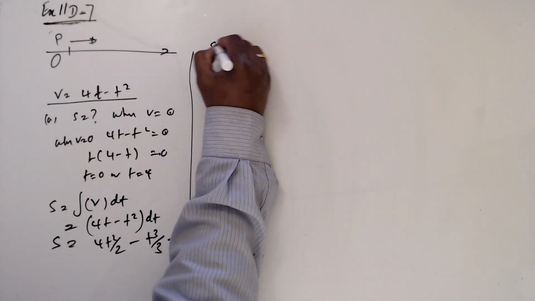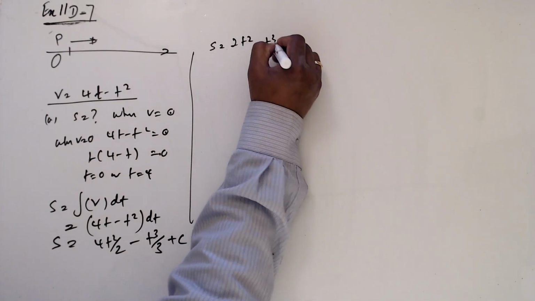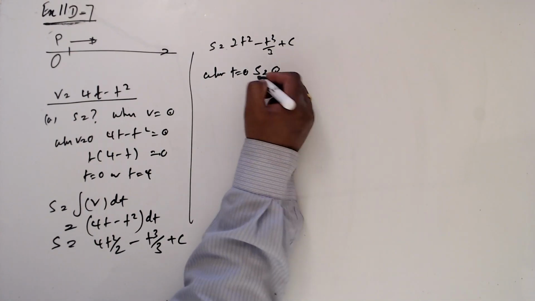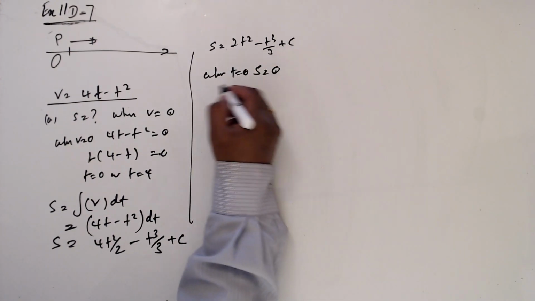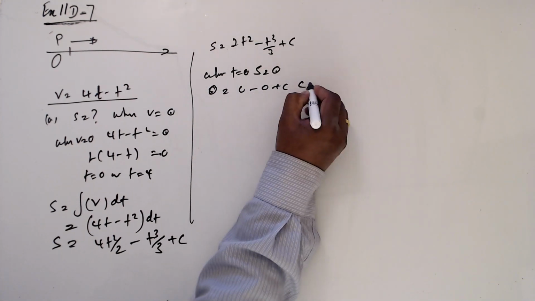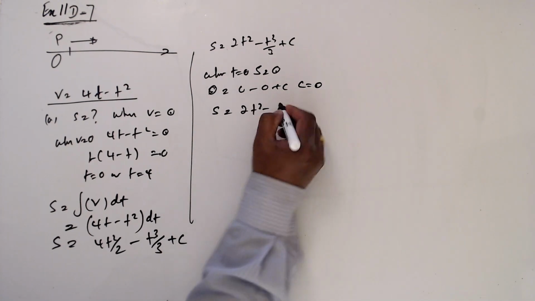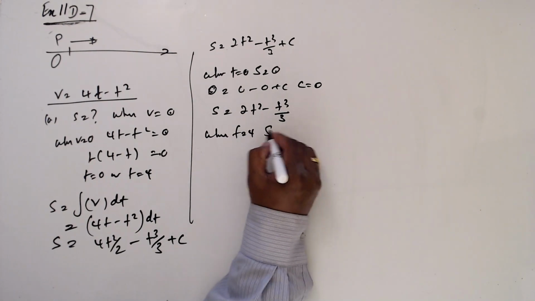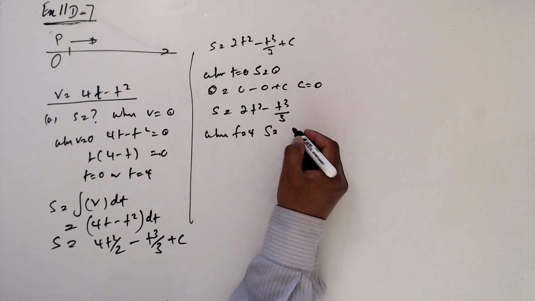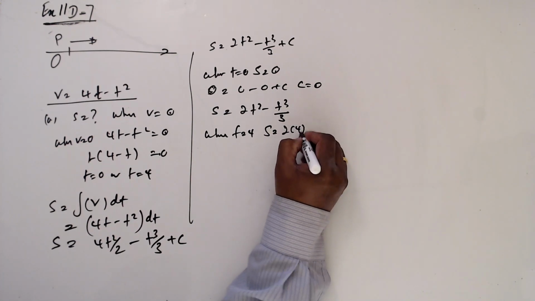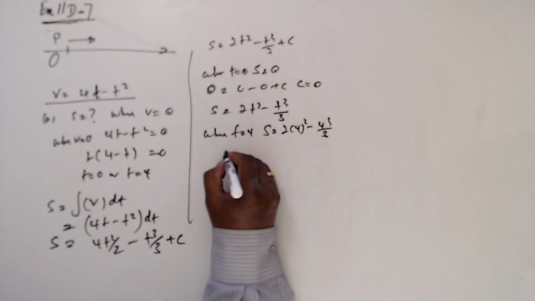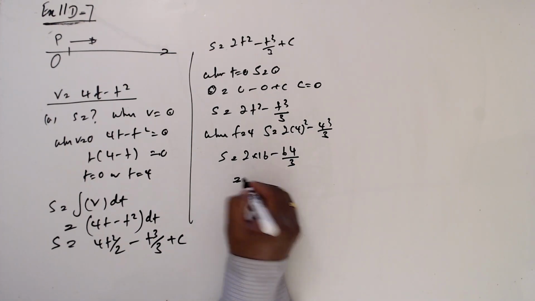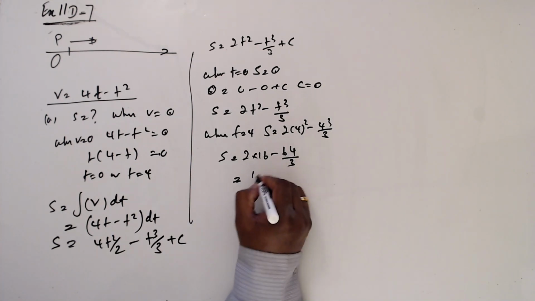So s equals 2t squared minus t cubed plus c. When t equals 0, s equals 0 because it's at the origin. So we get 0 equals 0 minus 0 plus c, c equals 0, and s equals 2t squared minus t cubed divided by 3. So when t equals 4, the distance is 2 times 4 squared minus 4 cubed over 3. So s equals 2 times 16 minus 64 over 3. So this distance is going to be 10 2/3.